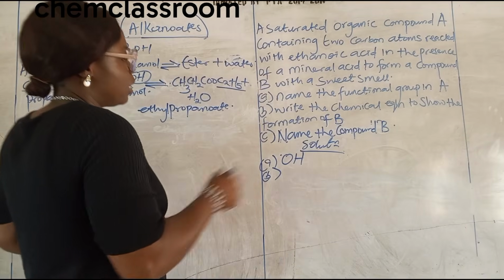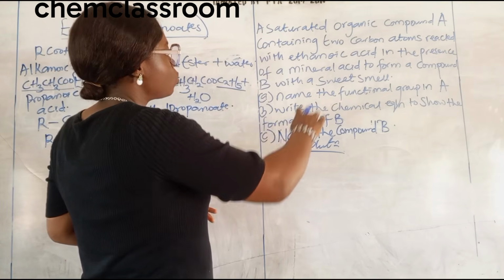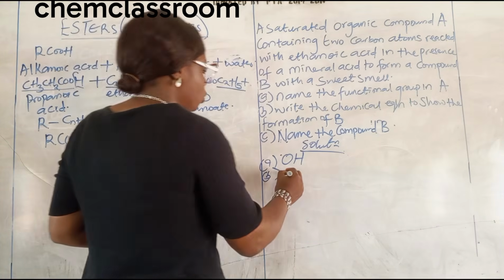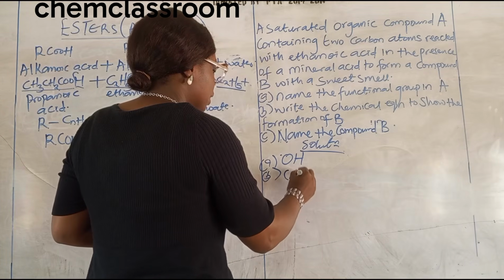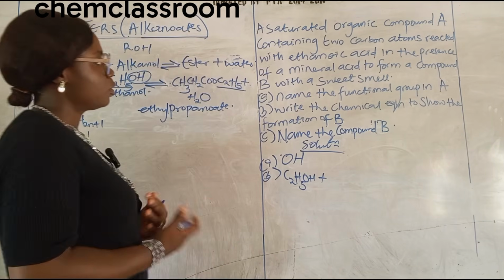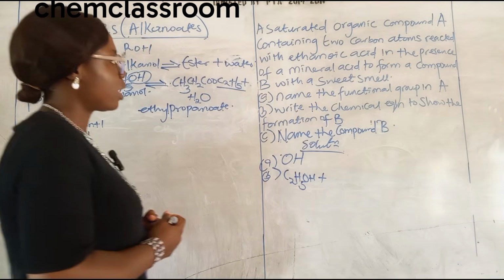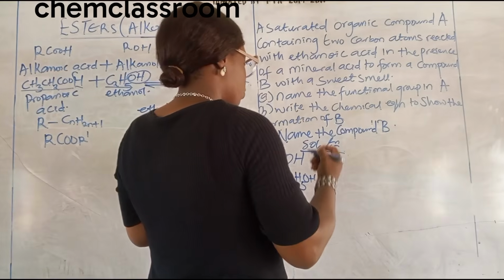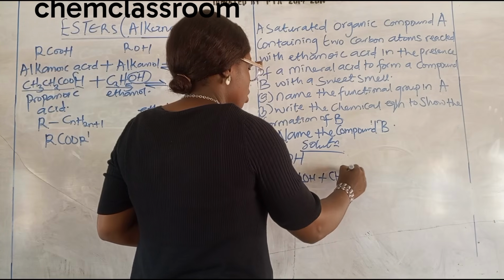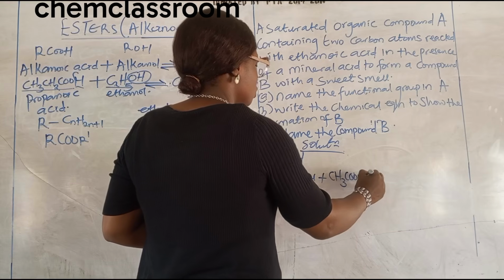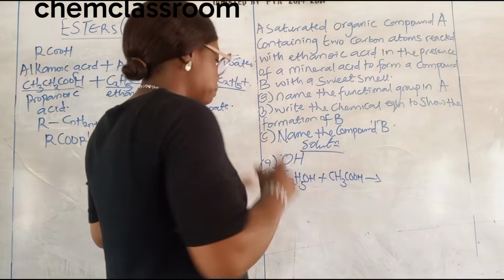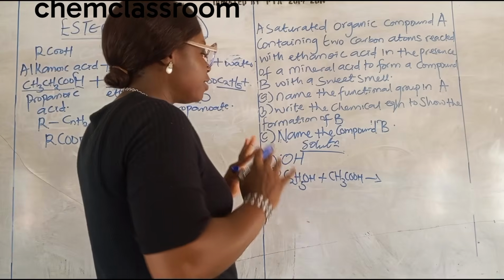Then for B, we are to write the chemical equation to show the formation of B. Now the alcohol has 2 carbon atoms, so it is ethanol. So I'm going to write C2H5OH plus ethanoic acid. Ethanoic acid has just 2 carbon atoms, so I'm going to write CH3COOH to give me my ester and my water.